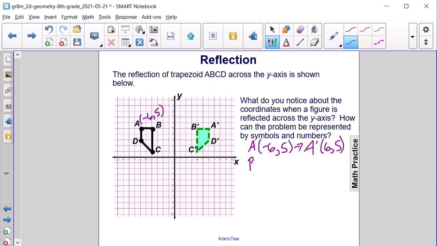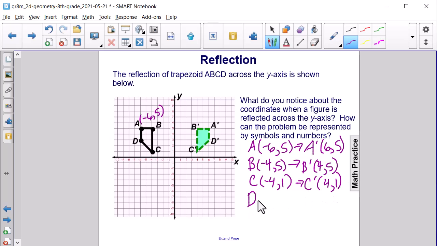Now let's look at point B. Point B is at -4, 5, and B prime is at 4, 5. All right, point C is at -4, 1, and C prime is at 4, 1. And the last one, point D, is originally at -6, 3, and D prime is at 6, 3.